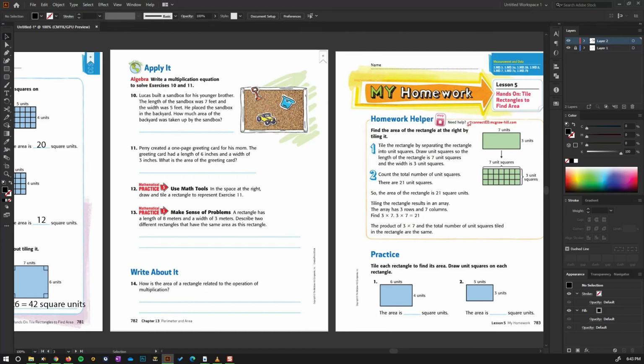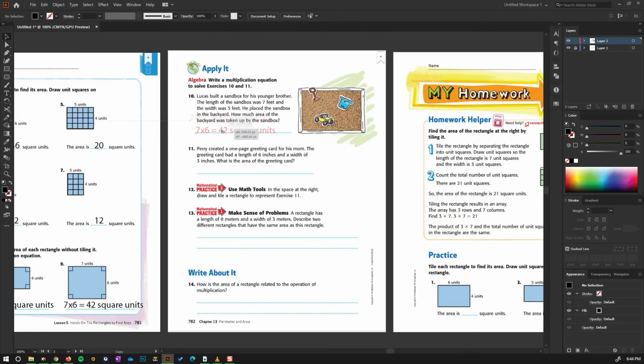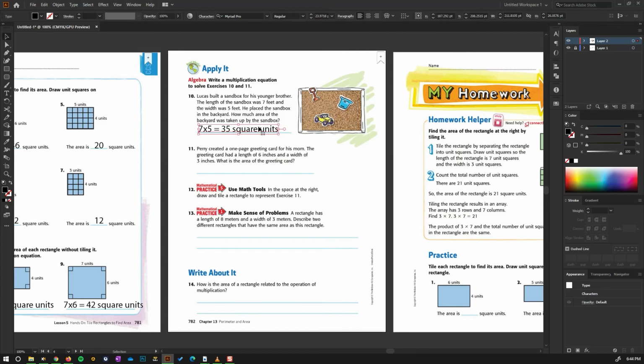Alright, and last page, apply it. Write a multiplication equation to solve the exercise 10 and 11. Alright, number 10. Lucas built a sandbox for his younger brother. The length of the sandbox was 7 feet and the width was 5 feet. He placed the sandbox in the backyard. How much area of the backyard was taken up by the sandbox? Well, we know we simply multiply the length times the width. So 7 feet by 5 feet, and that means 7 times 5 equals 35 square units, and in this case, each unit was a foot, so we have 35 square feet.